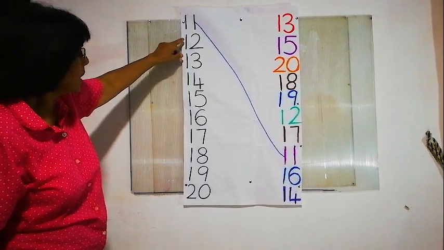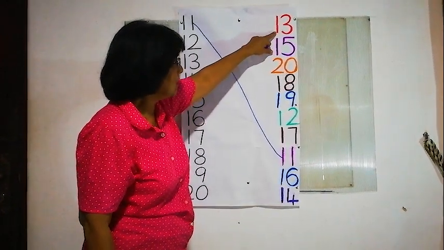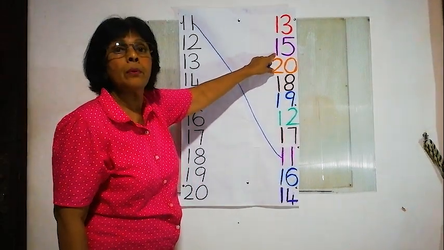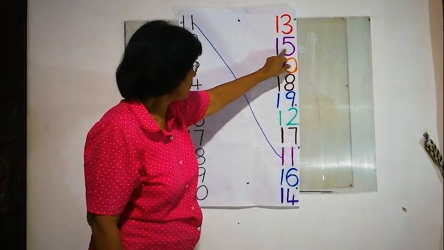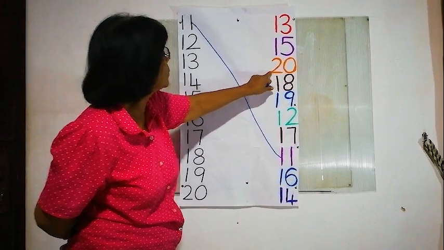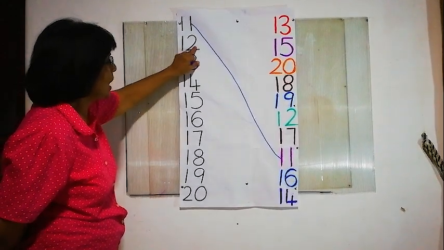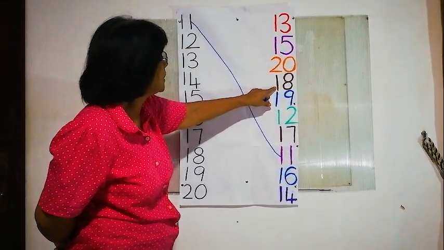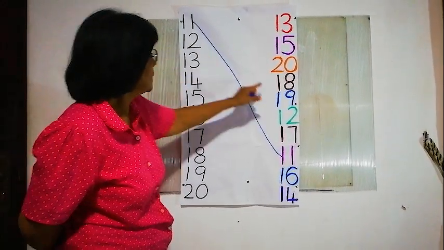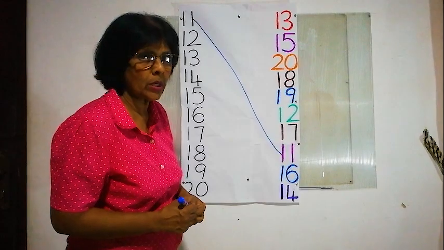Now we have to find number 12 from this side, right? Is this number 12? No, this is 13. Is this number 12? No, this is 15. Is this number 12? No, this is number 20. Is this number 12? No, this is 18. This is wrong. We are searching 12. Is this number 12? 19. Is this correct? No. What about the next number?